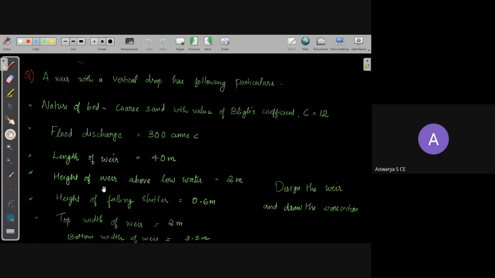Then the height of weir above low water, which implies the height of the weir up to the crest level, is 2 meter. Then the height of falling shutter. Falling shutter means below the crest level of weir, there is a shutter provided which has a height of 0.6 meter. And also the top width and bottom width are already given. If they are not given, we have already discussed the equation to find out the top width and bottom width of the weir.